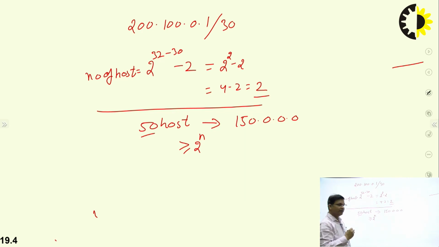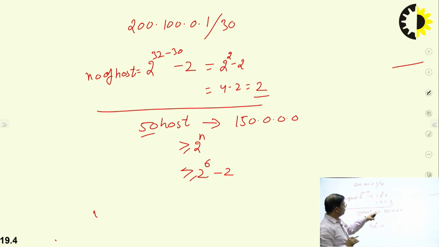2 to the power 6 is equal to 64. So we can have 64 hosts in the network. We can have minus 2, sorry, 62 hosts in a network, but we have only 50 hosts. So it means 12 IP addresses are wasted. To reduce the wastage of IP addresses, we can use subnetting. In this example, only 12 IP addresses are wasted.